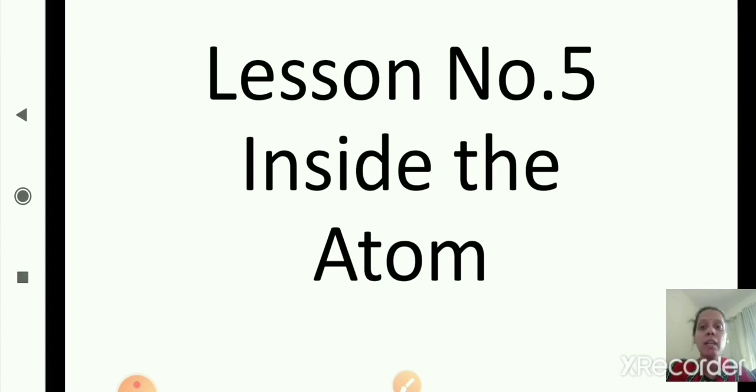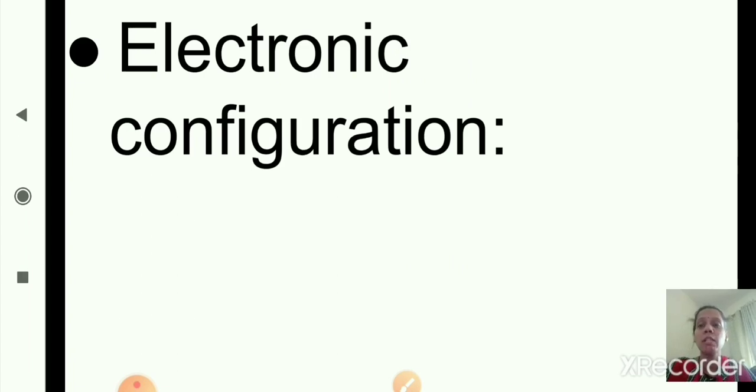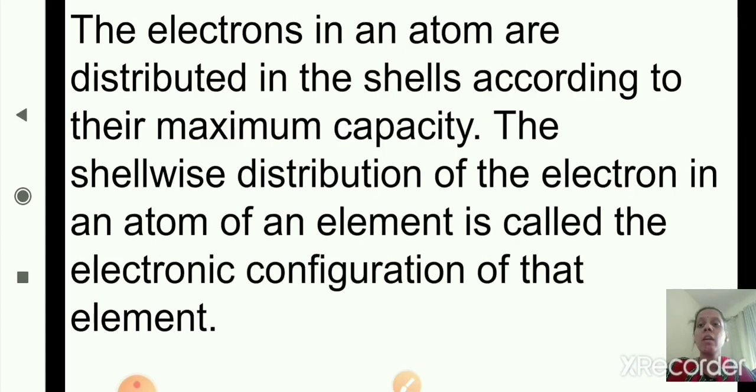Now the next part is electronic configuration. So today we'll see electronic configuration. The electrons in an atom are distributed in the shells according to their maximum capacity. The shell-wise distribution of the electrons in an atom of an element is called the electronic configuration of that element.